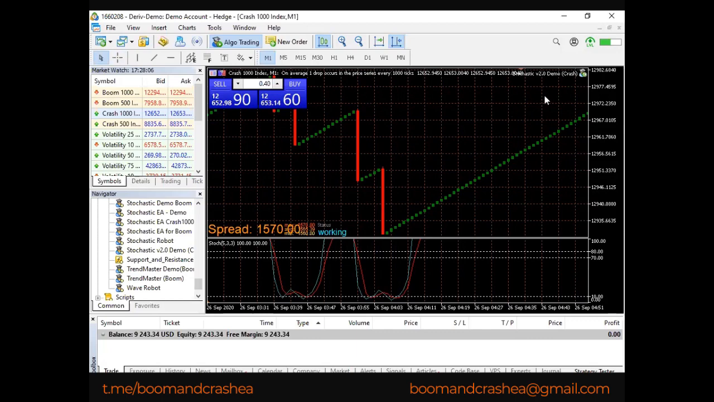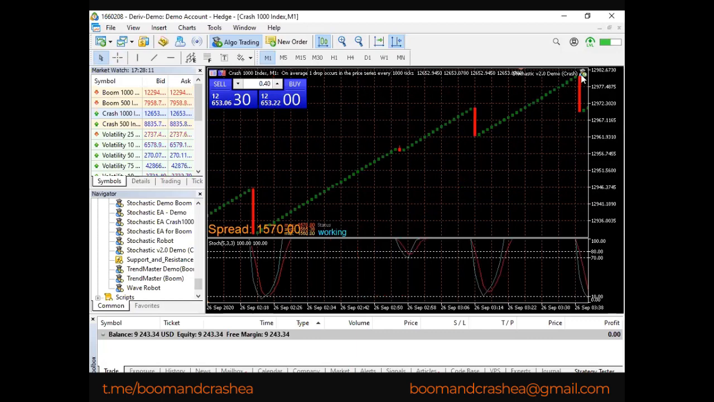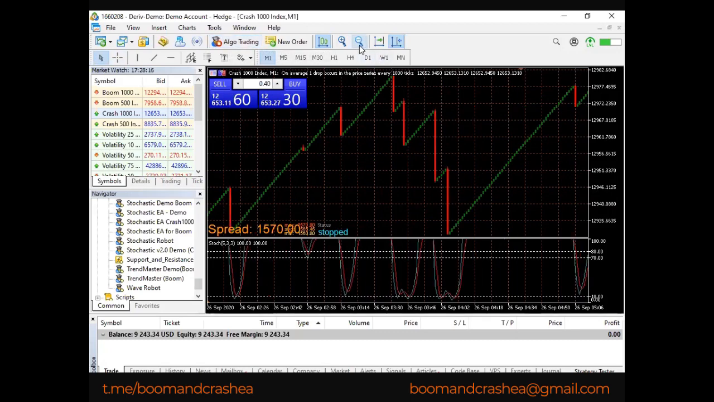Yeah, so that's how the robot works. When you don't want it to work, you just right click, remove, and then turn off your algo trading, and you are good to go.